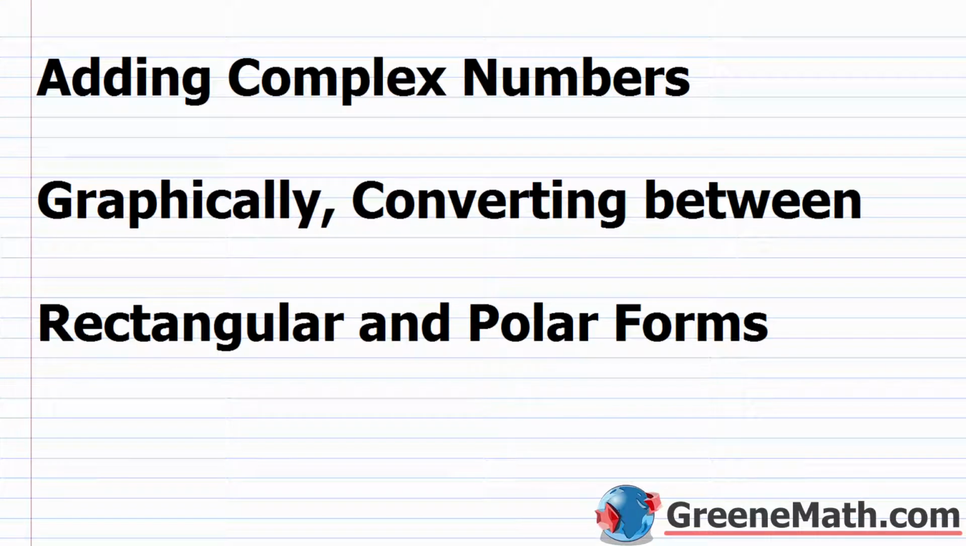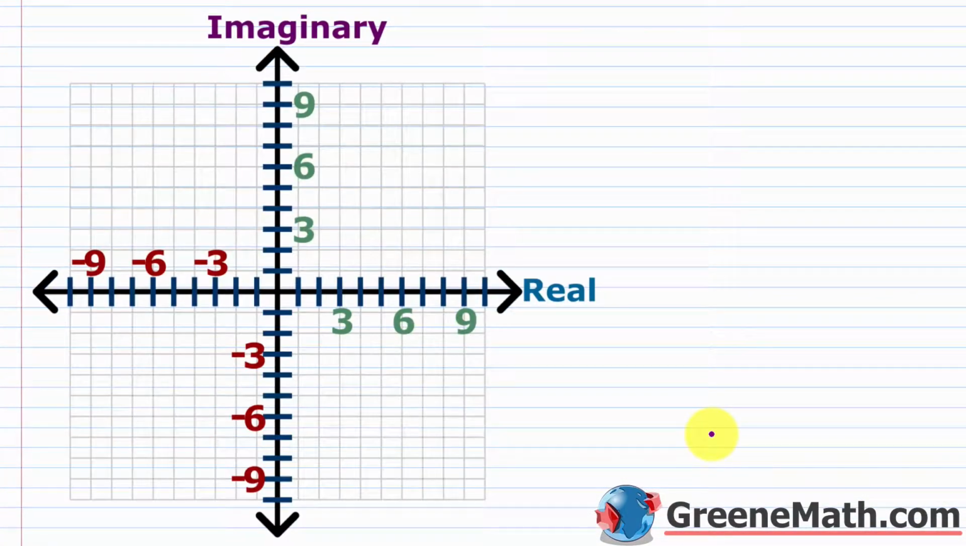In this lesson, we want to learn about adding complex numbers graphically. Also, we'll learn about converting between rectangular and polar forms. Okay, so our first topic of adding complex numbers graphically is very, very easy to do. As long as you understand how to add vectors, you're basically good to go.